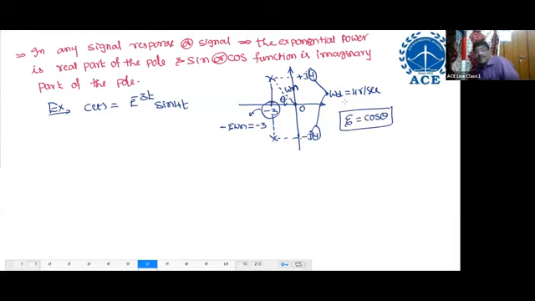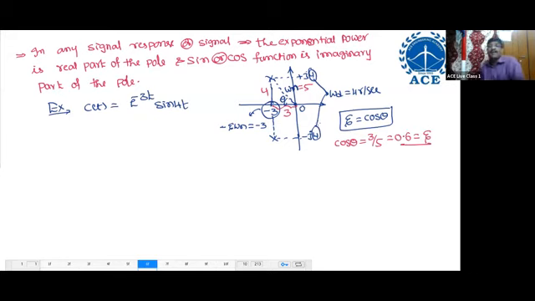Once you represent it, what is the diagonal distance? This is 3, this is 4. What is the diagonal distance? 5. That means omega n is 5, omega d is 4. Theta you can find, for example. Cos theta equals adjacent by diagonal, 3 by 5, 0.6. That is nothing but zeta. So we can again get all the factors.